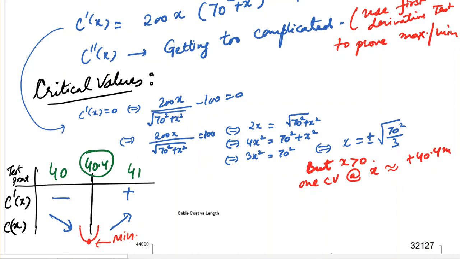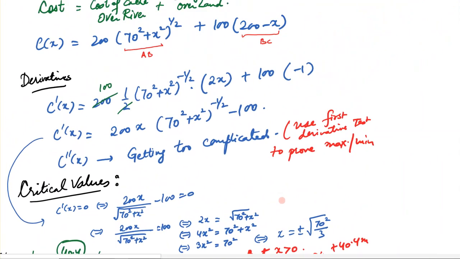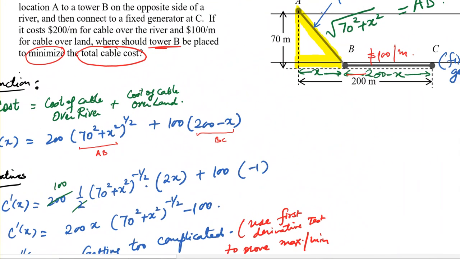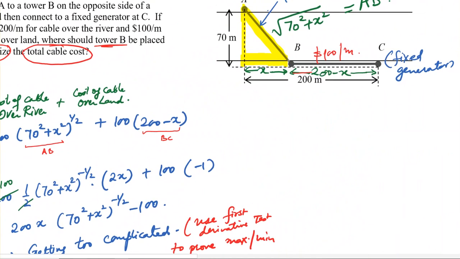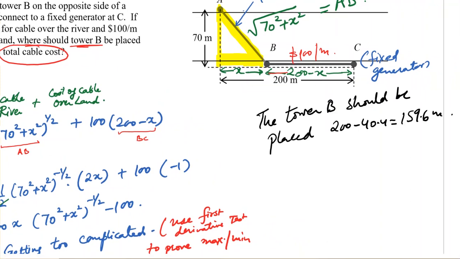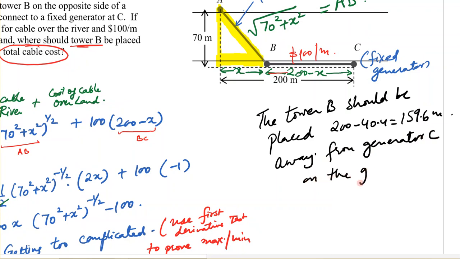Therefore, our answer should be where tower B should be placed. Where should it be placed with respect to the fixed generator? It should be placed at a distance of 200 minus x, where x is 40.4, away from generator C on the ground. So tower B should be placed 159.6 meters away from generator C on the land or on the ground.